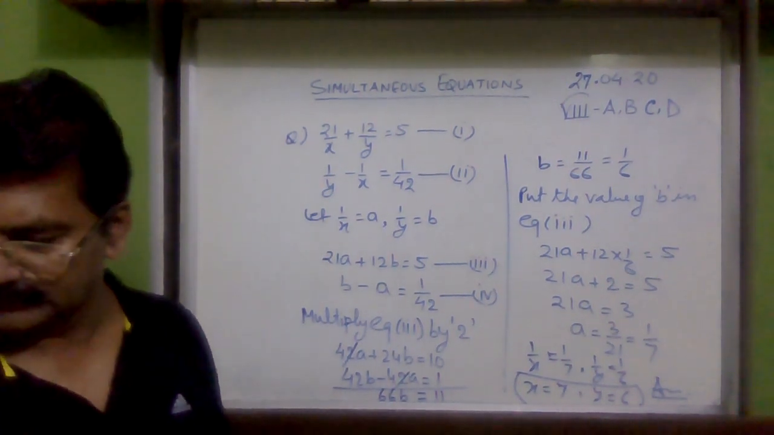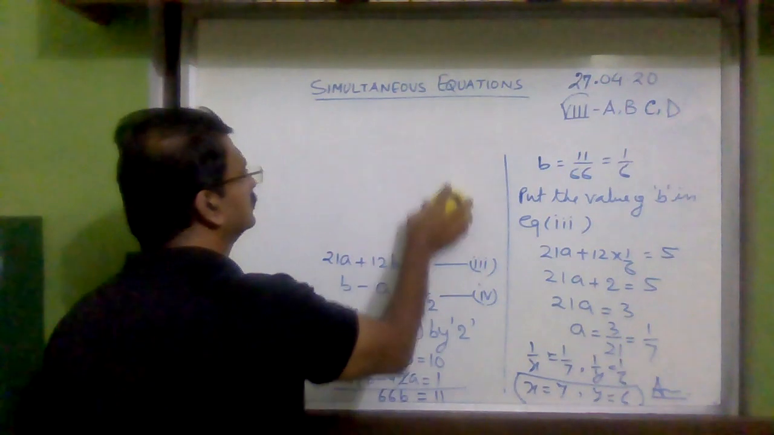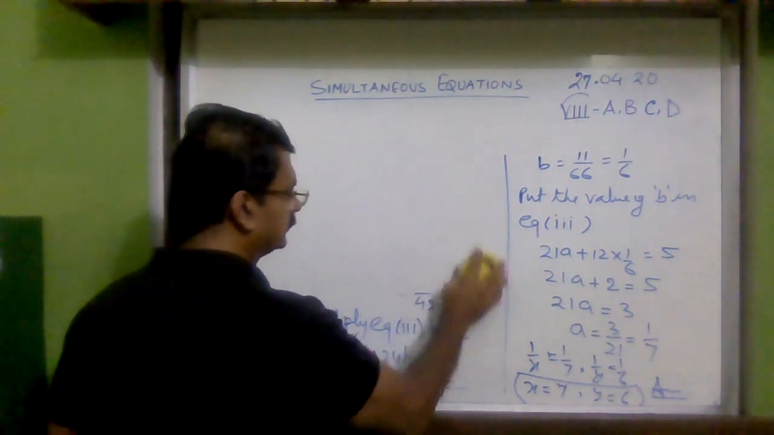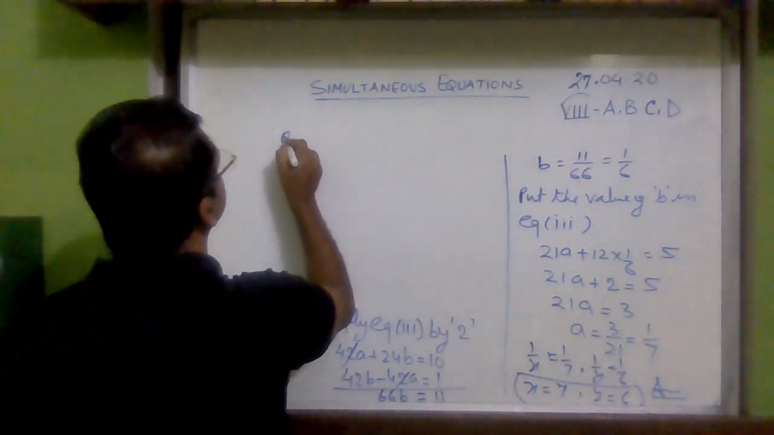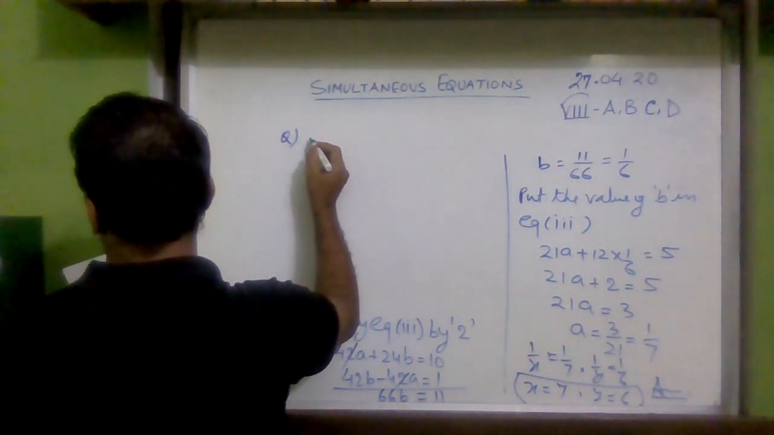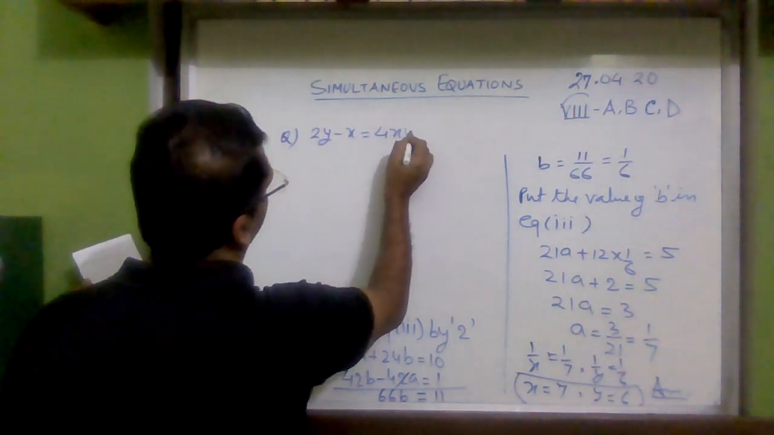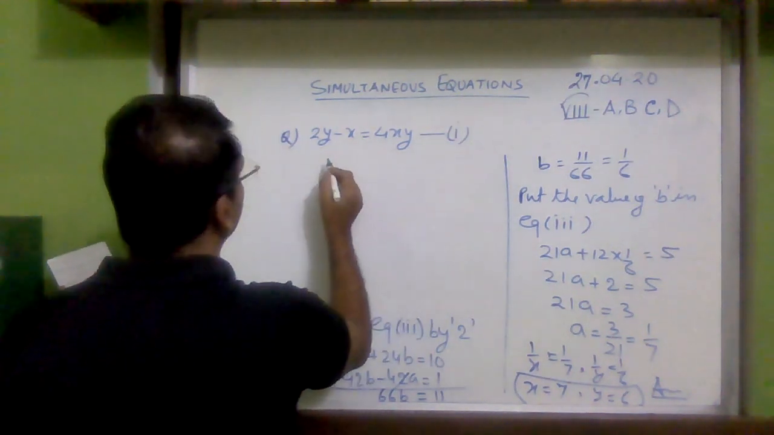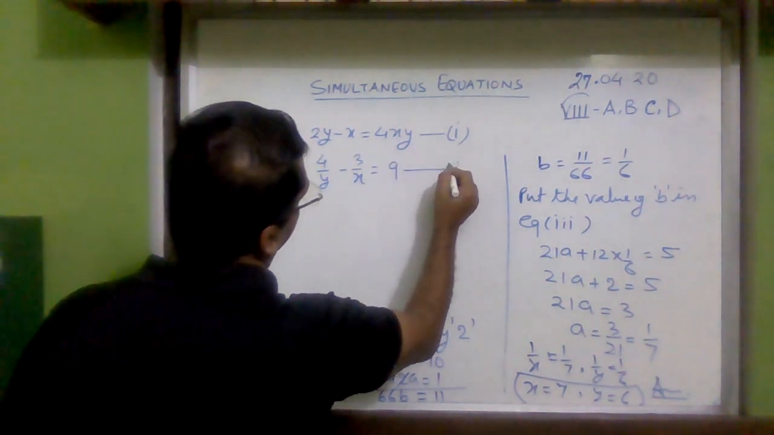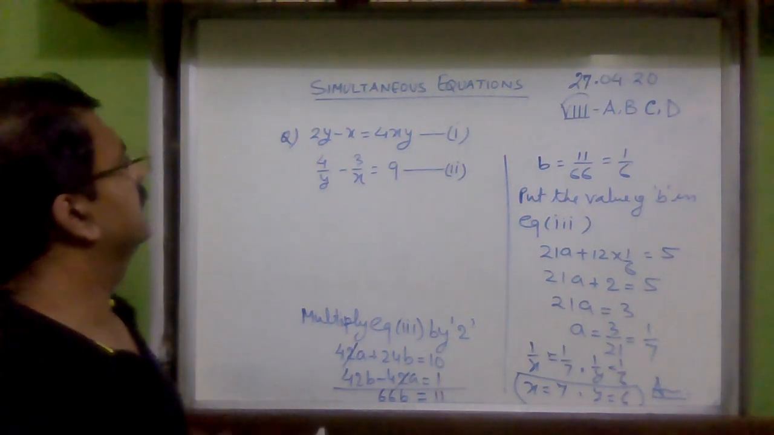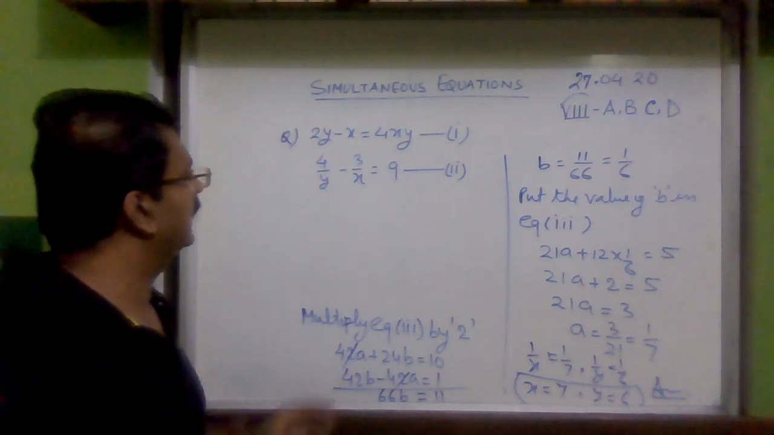Now the next question. 2y minus x is equal to 4xy, that is equation number 1, and 4 upon y minus 3 upon x is equal to 9, that is equation number 2.